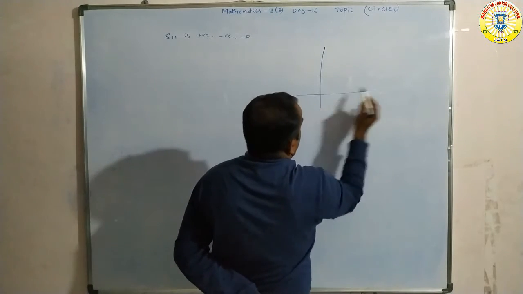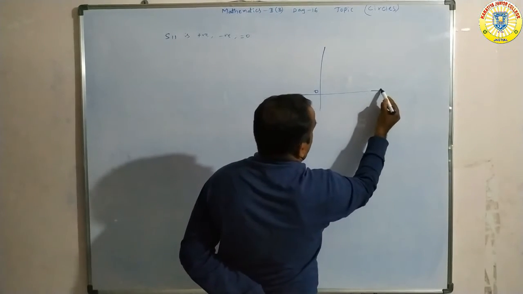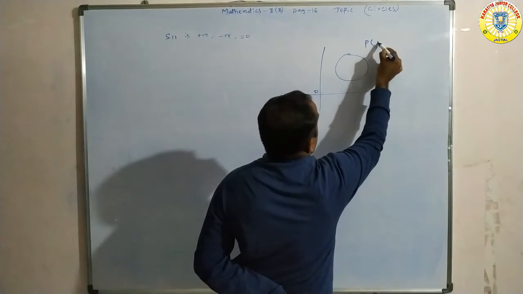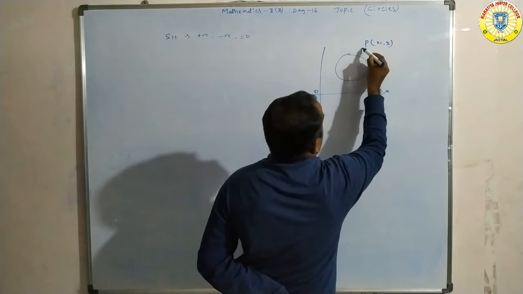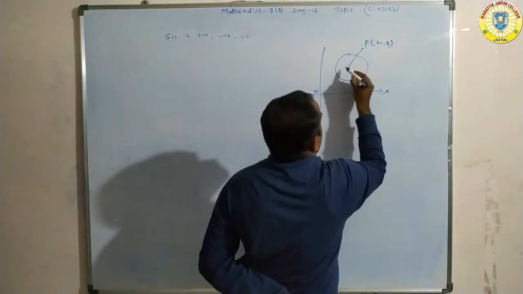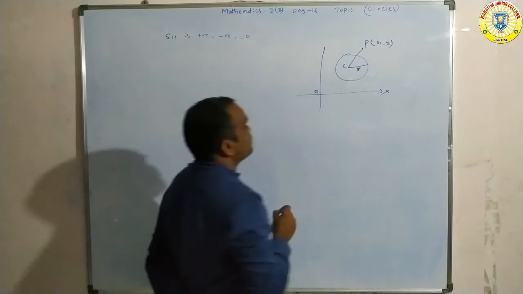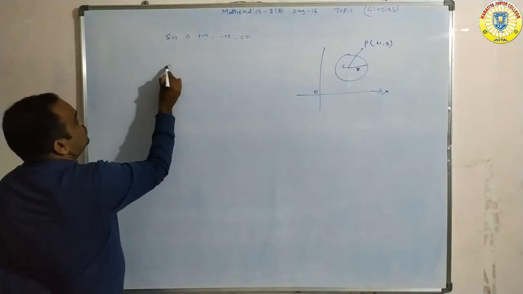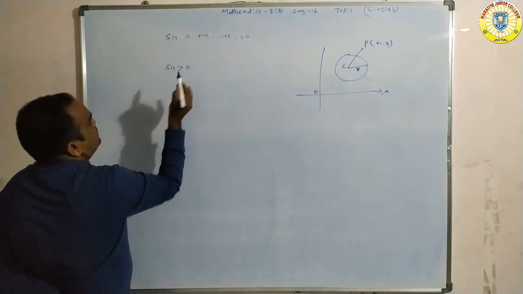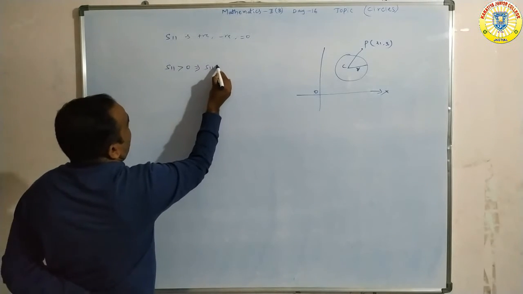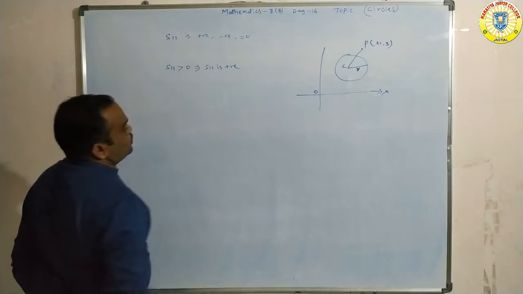Suppose this is the coordinate system, this is the origin, this is the x-axis, and this is the circle. Here P of x1, y1 is an exterior point of the circle, this is the center, and this is the radius. Now S11 greater than 0 means S11 is positive.